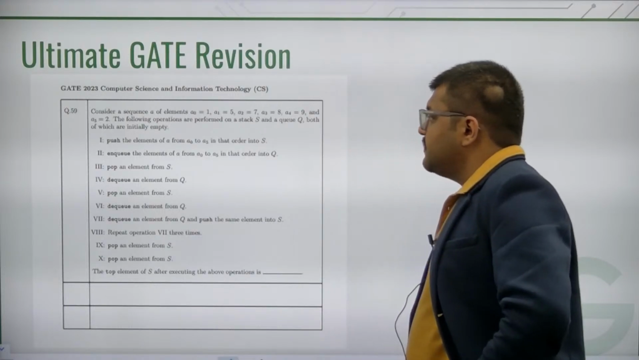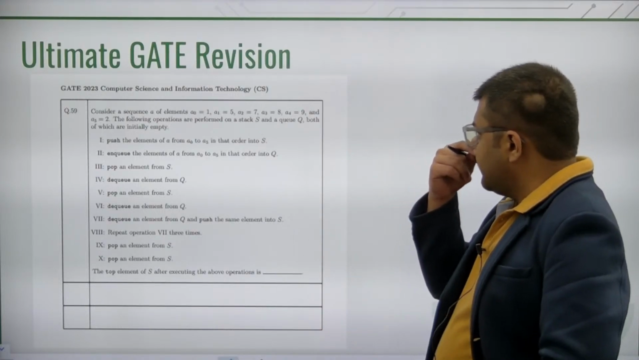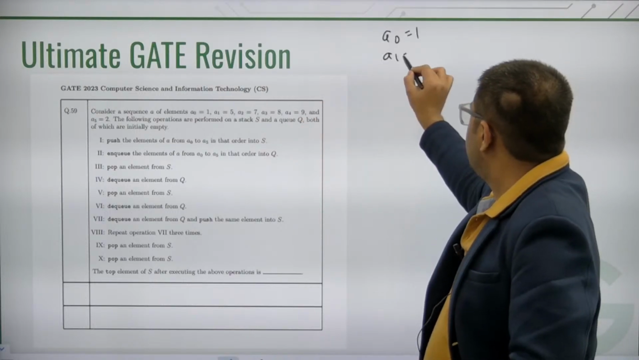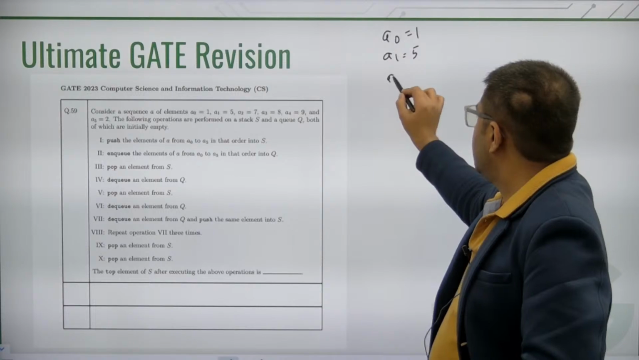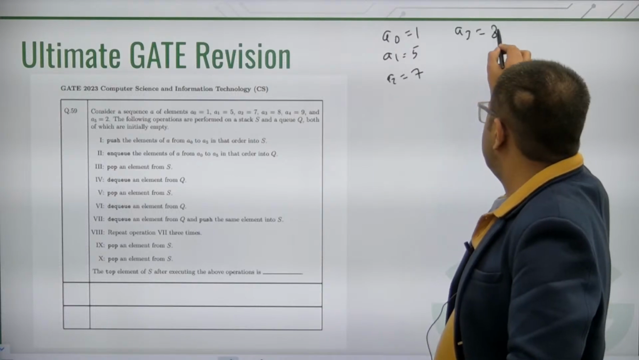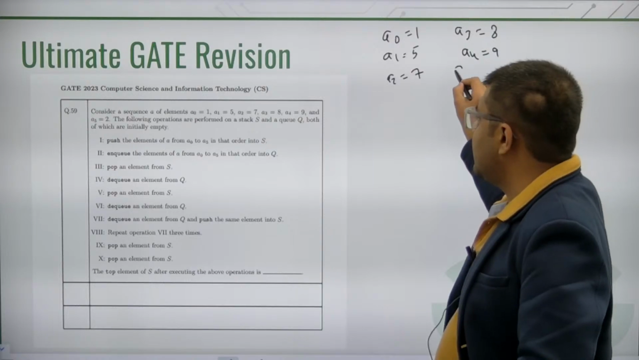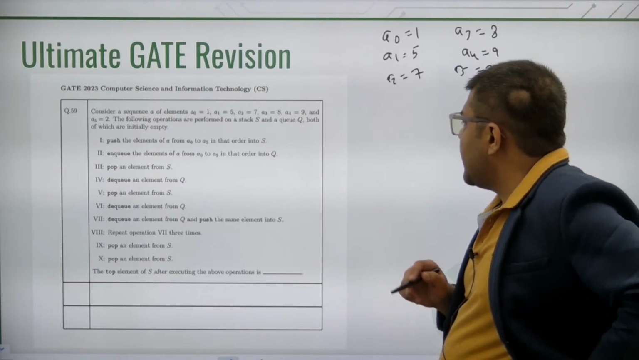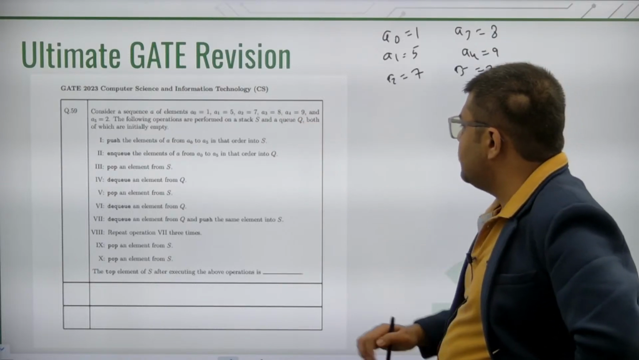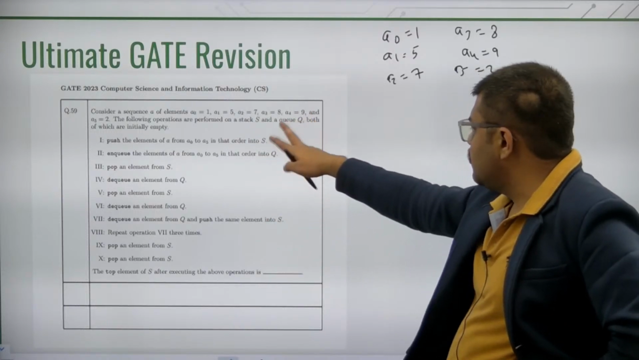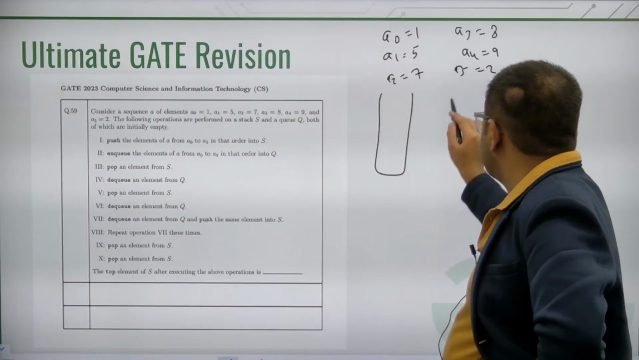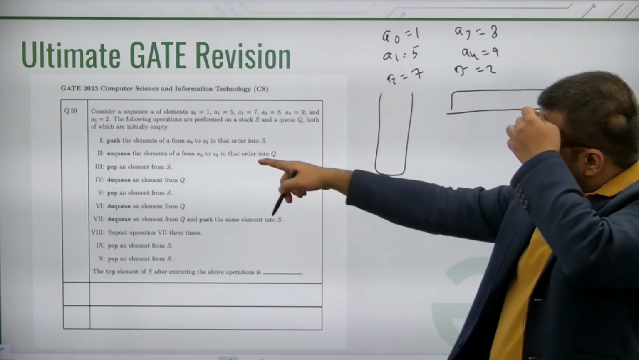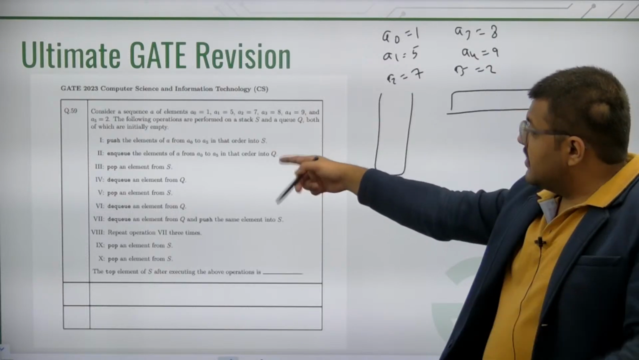What does this question say? Consider a sequence A of elements A0 equals 1, A1 equals 5. So A0 is 1, A1 is 5, A2 is 7, A3 is 8, A4 is 9, and A5 is 2. Okay. The following operations are performed on stack S and queue Q, both of which are initially empty. So we perform some operations on a stack and a queue which are initially empty. Let me take this as my stack and this as my Q. Okay. Push the elements of A from A0 to A5 in that order in the stack.